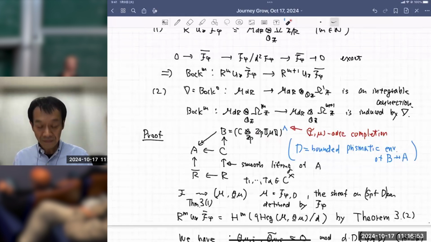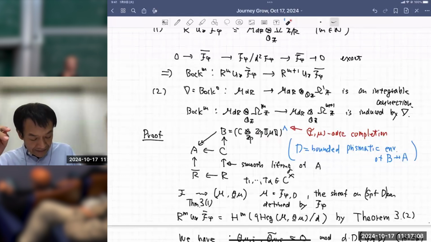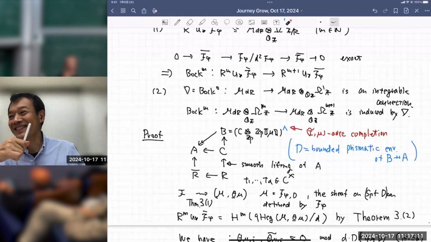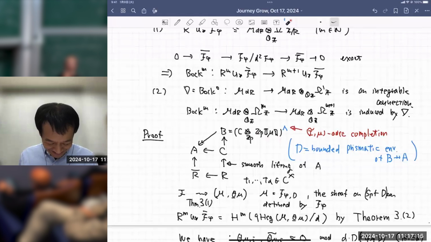Actually, I have a question. Excuse me, does this connection satisfy Griffiths transversality with respect to some filtration inherited from the prism? Let me say it again: does it satisfy Griffiths transversality with respect to some filtration? Yes, I will explain later. So this is the next topic. Yes. Thank you.